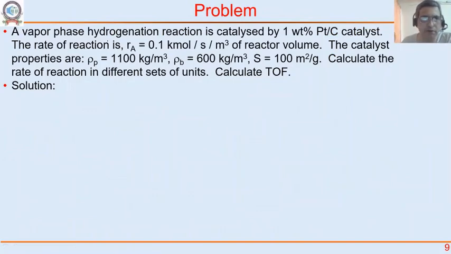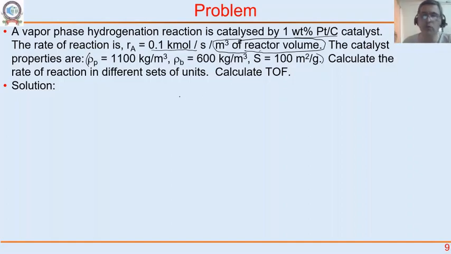So imagine that there is a vapor phase hydrogenation reaction. Let's say for example, hydrogenation of nitrobenzene. Typically it is carried out in a vapor phase. So let's say it is carried out in presence of 1 weight % platinum on carbon catalyst. If I define rate based on the reactor volume, so I know the reactor volume, let's say it's an industrial reactor, I know the reactor volume and I know how many kilomoles per second are reacting. So let's say 0.1 kilomoles per second are reacting, and I've given you some catalyst properties, rho B, rho P, surface area. I want you to calculate the rate of reaction in different sets of units, and I would also like you to calculate the turnover frequency.